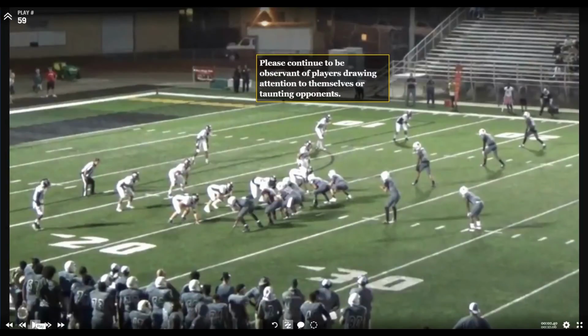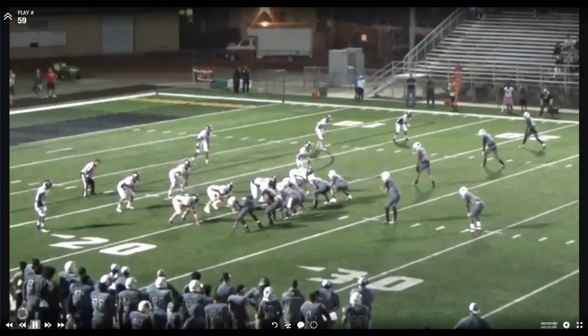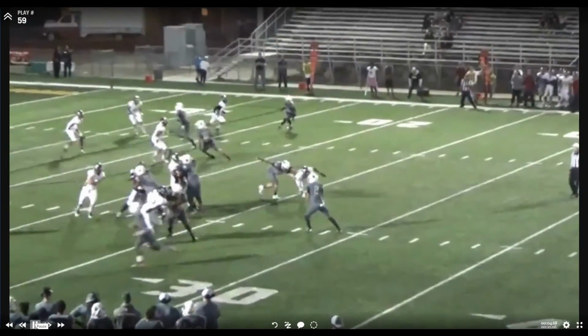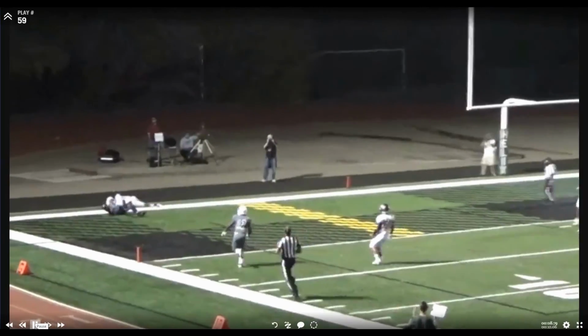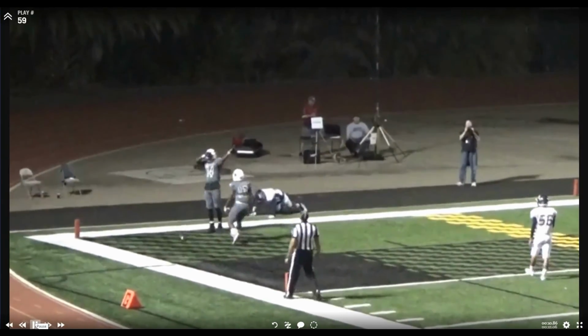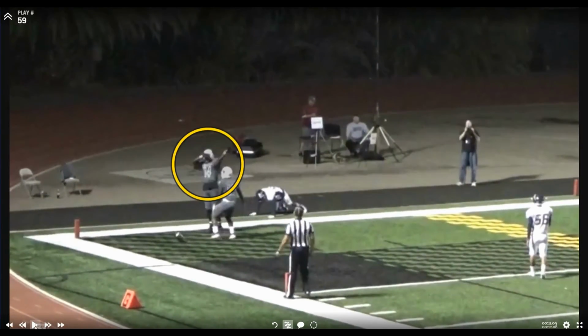Steve points out we've got to continue to be observant of players drawing attention to themselves or taunting opponents. That is unsportsmanlike conduct. Watch the receiver here. Okay, that is drawing attention to himself. I'm not sure what that particular pose is, but this should be 15 yards either on the try or on the kickoff.